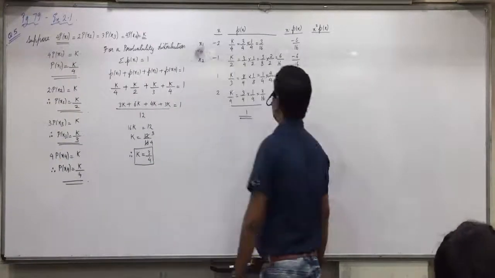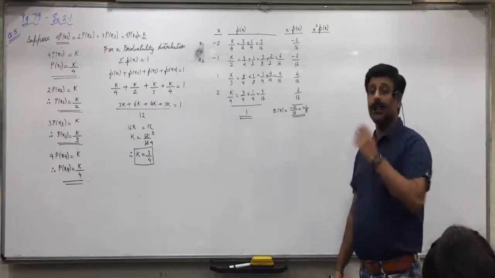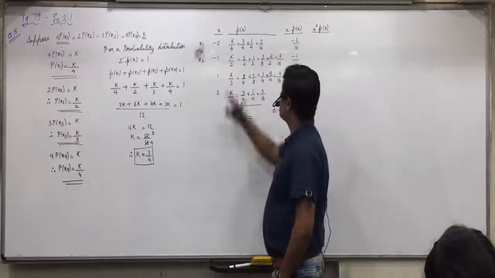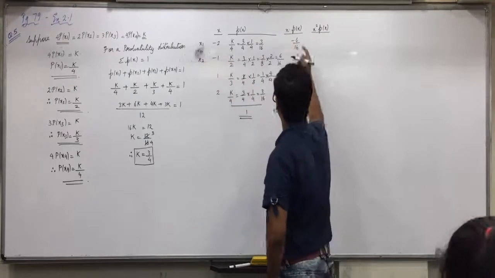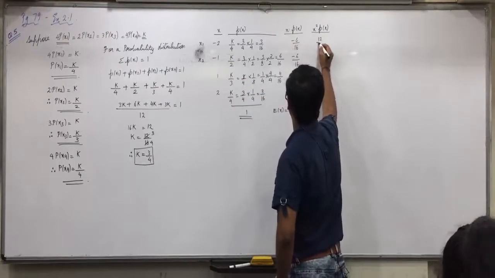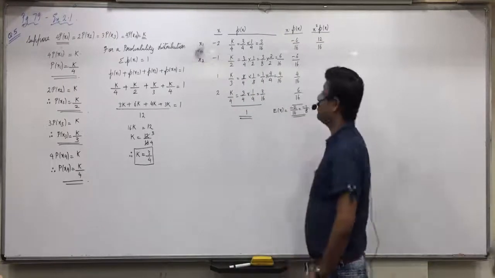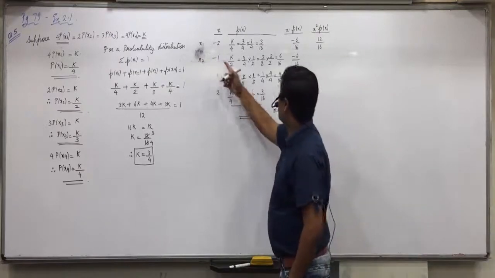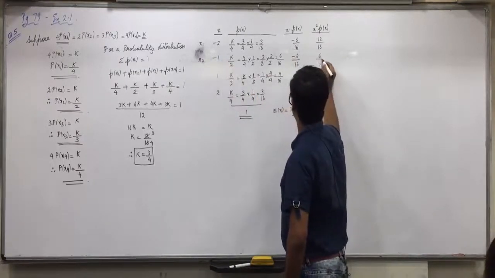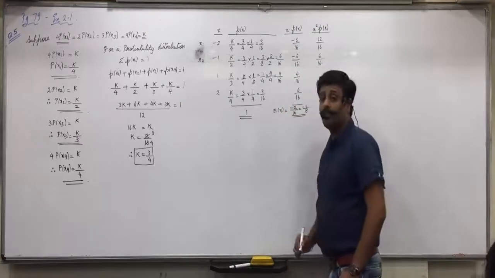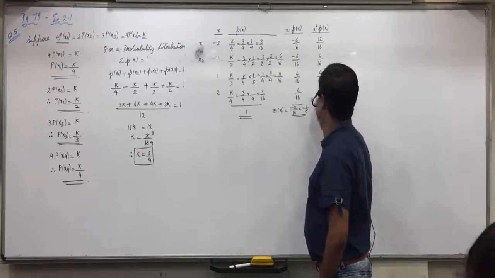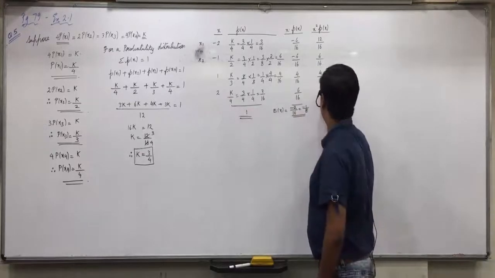Now x square into px. Minus 2 into minus 6 by 16. Yes, minus 2 into minus 6 by 16, so 12 by 16, positive; minus minus will become plus. Minus 1 into minus 6 by 16 is 6 by 16. 1 into 4 by 16 is 4 by 16. And 2 into 6 by 16 is 12 by 16.